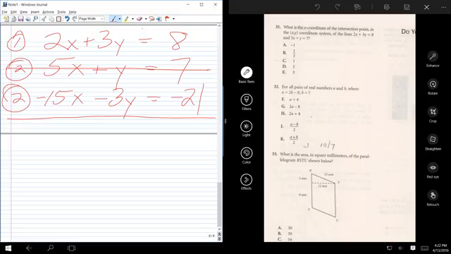Now you can add equation 1 to equation 2, and what do you get? Negative 13x equals... negative 13. Oh yeah, negative 13. Adding 8 to a negative 21. So the answer is C. Correct.